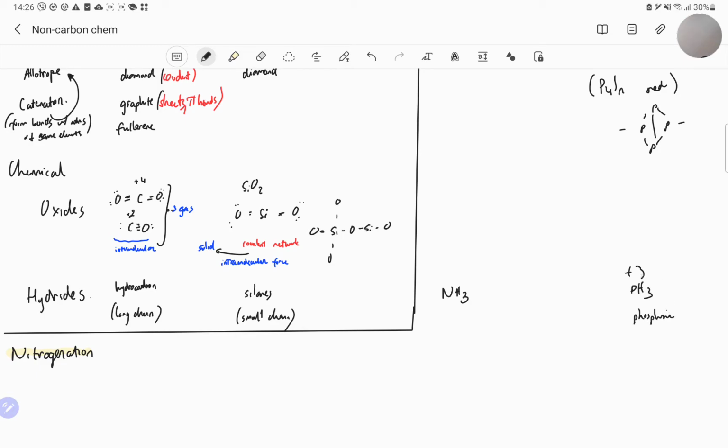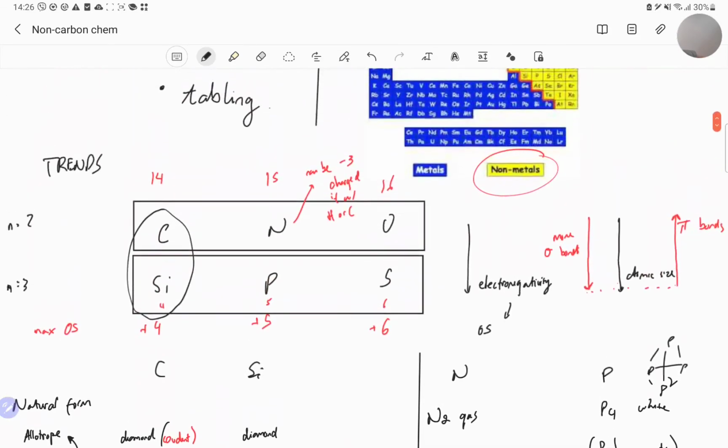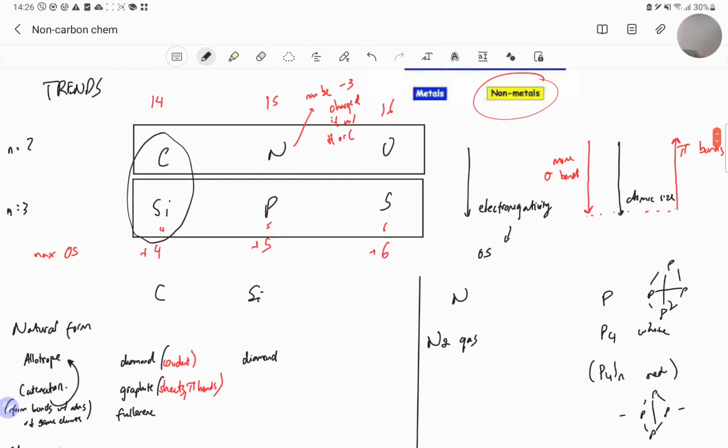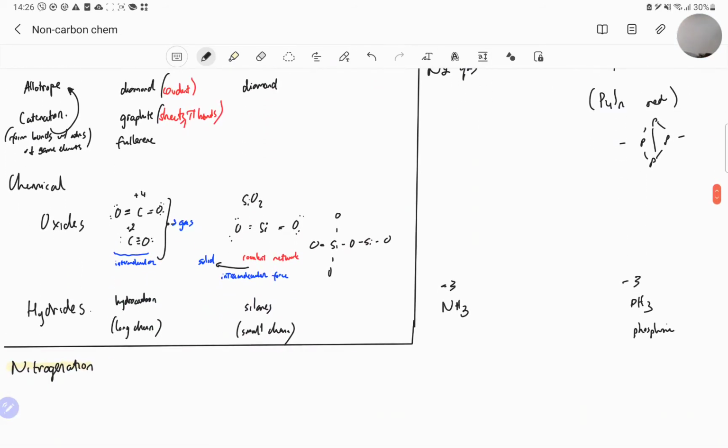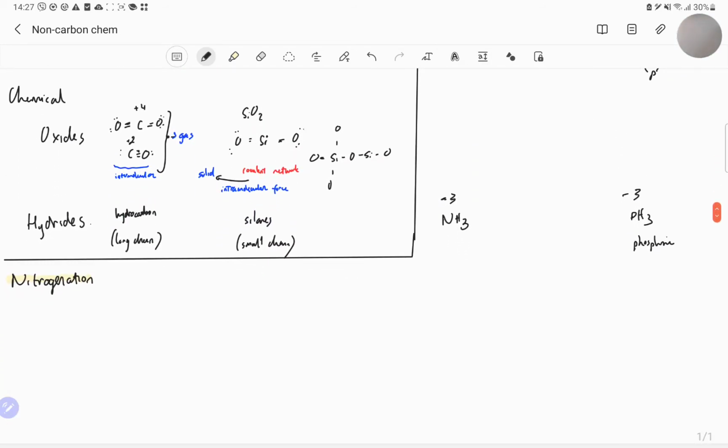In this case, there will be a negative 3 oxidation state, because they're staying with hydrogen. And also, again, when we're going through this, make sure to note that Si, P, and S can form more than an octet. Okay, so oxides, nitrogen.